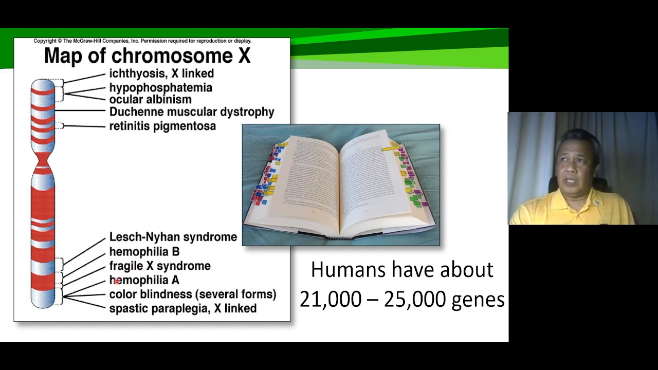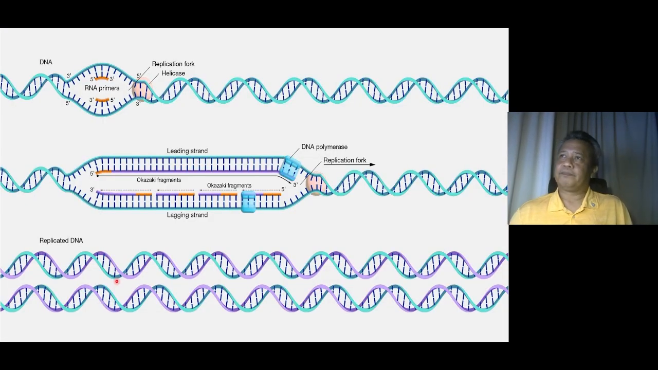And overall, they counted, and they said that in the 3 billion base pairs of DNA in humans, there are about 21 to 25,000 genes that make the human being. Okay.